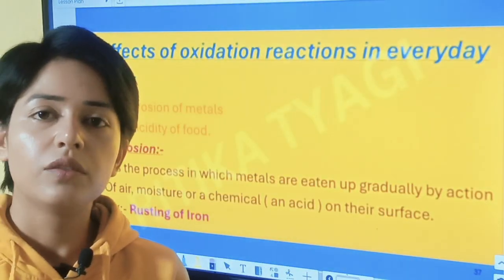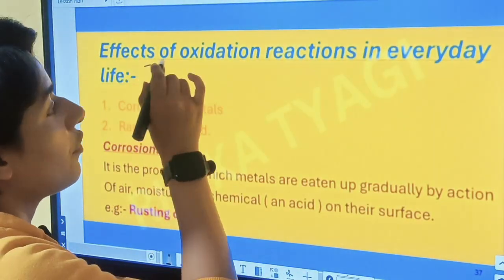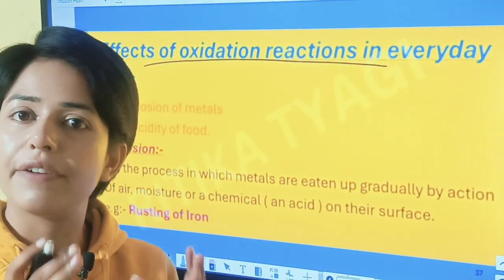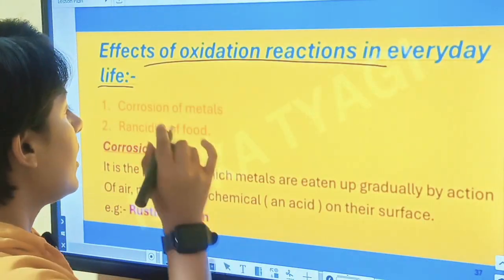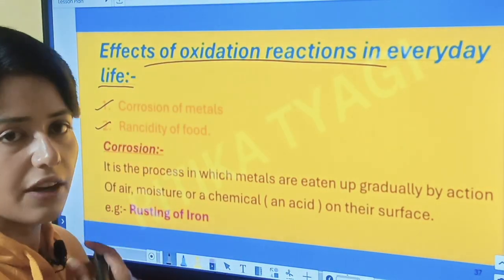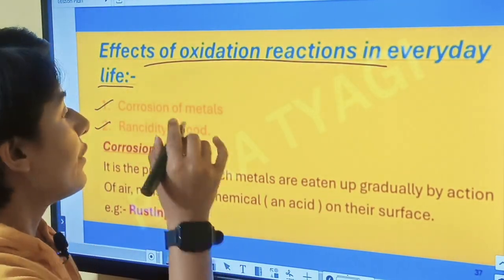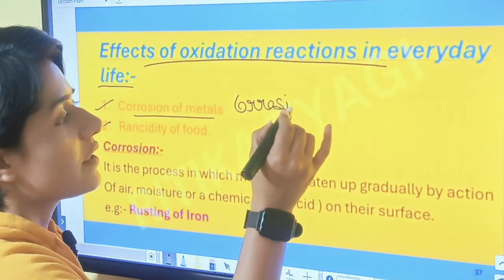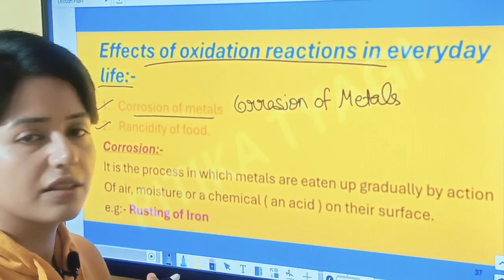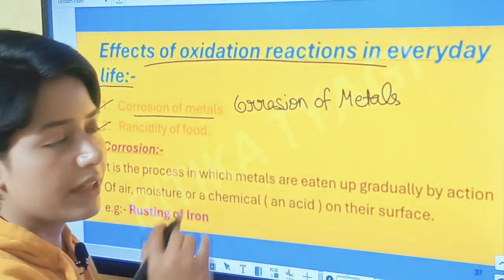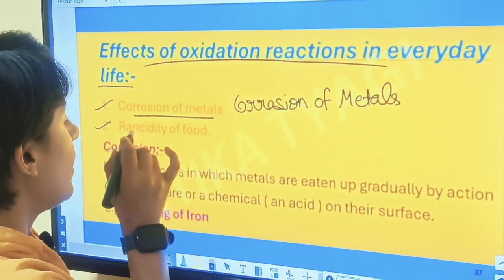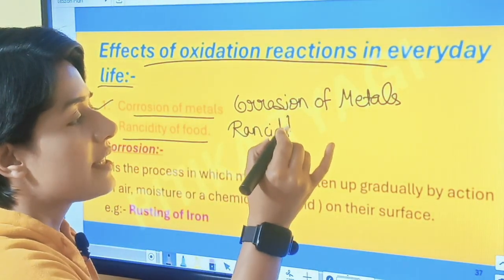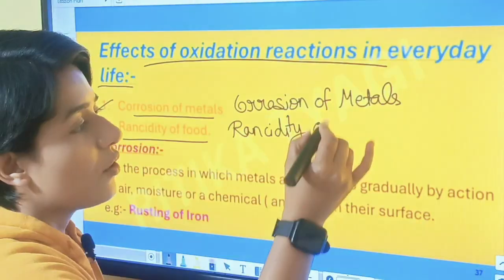The last topic of this chapter is the effect of oxidation reactions in our everyday life. How do oxidation reactions affect our life? There are mainly 2 processes in which our life is affected by oxidation. First is corrosion of metals, that is, destruction of metals. Next is rancidity of food.